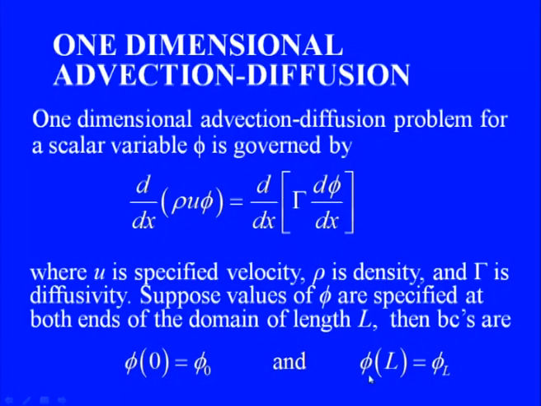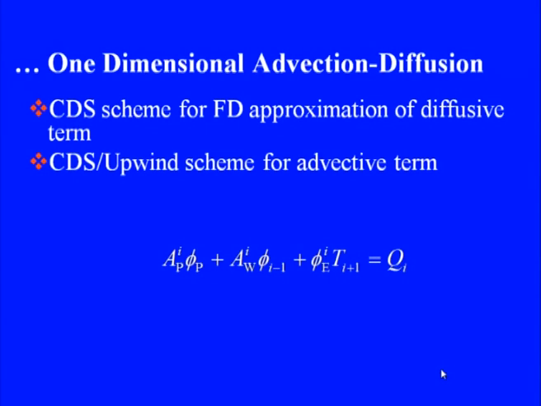Now let us take a typical boundary value problem. Suppose phi values are specified at both ends of the domain of length L, then boundary conditions are phi at x equal to 0 is equal to phi naught, where phi naught is a specified value, and similarly at the right end phi at x equal to L is phi subscript L. Both phi 0 and phi L denote specified values. Incorporation of gradient boundary conditions would be done in exactly the same way as we have discussed earlier for the 1-dimensional conduction problem. Now let us see our choice of schemes.